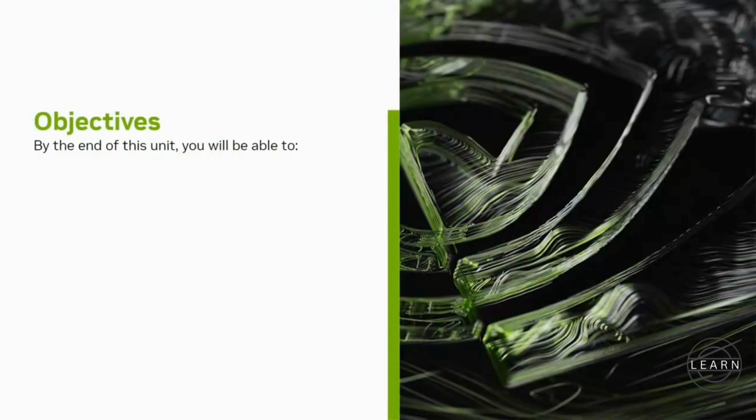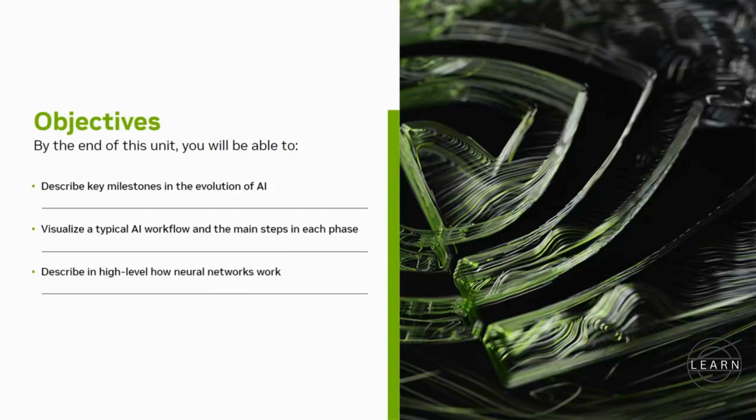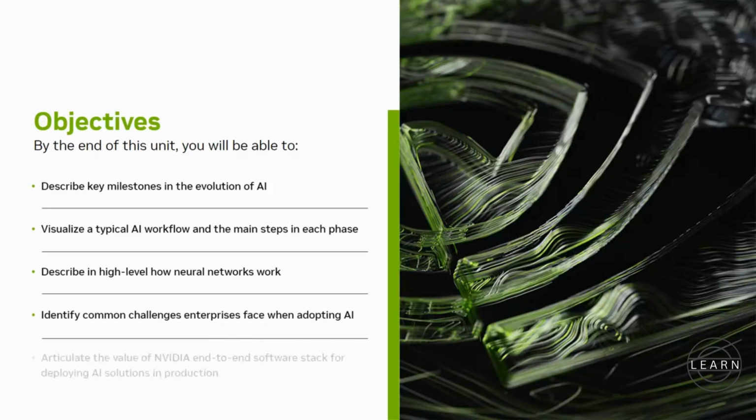By the end of this unit, you'll be able to describe key milestones in the evolution of AI, visualize a typical AI workflow and the main steps in each phase, describe in high level how neural networks work, identify common challenges enterprises face when adopting AI, and articulate the value of NVIDIA end-to-end software stack for deploying AI solutions in production. Let's get started.